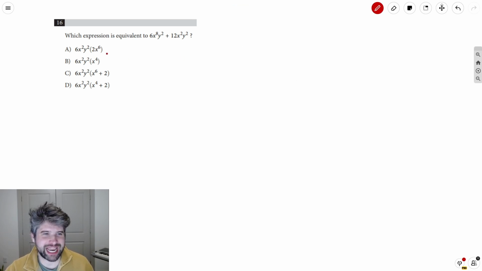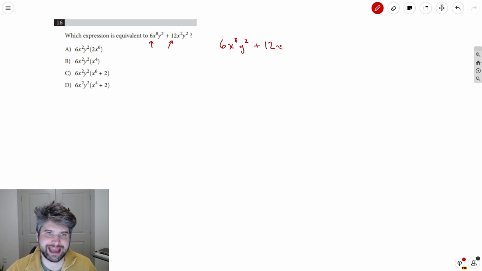So if you look at all these answer choices, we have what we took out, and then we've got parentheses. For each one of these answer choices, we've got something times a pair of parentheses. And that should tell you maybe factoring is going to play a role here. So if we want to factor this, we've got to figure out what do we take out of this? In other words, what are we going to be able to divide both of these terms evenly by? So let's just consider the 6 and the 12 first. I'm going to rewrite this expression. 6x to the 8th y squared plus 12x squared y squared.